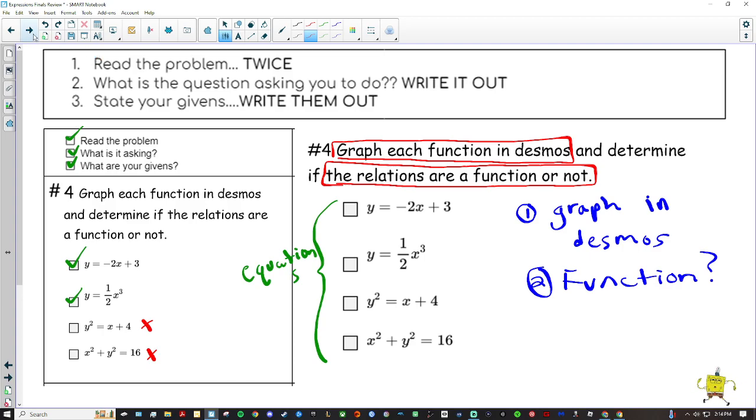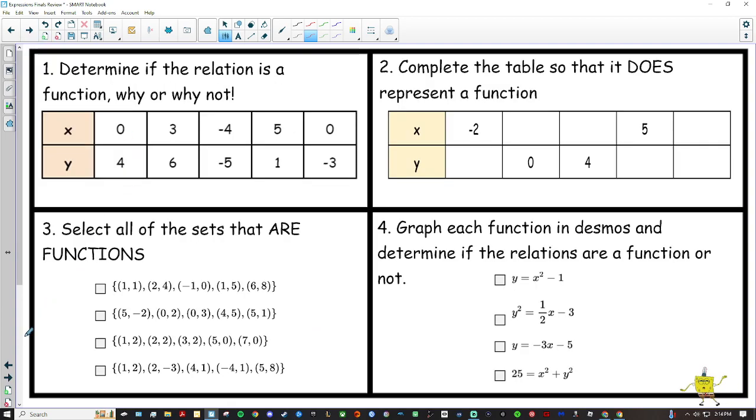What you're going to do is go ahead and go to the next slide, and you are going to do these 4 problems on the back side. Please make sure that you copy the problem down, read it twice, write down what it is asking you to do, and write down your givens. Good luck.